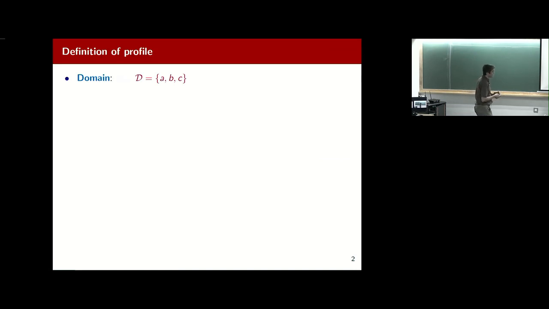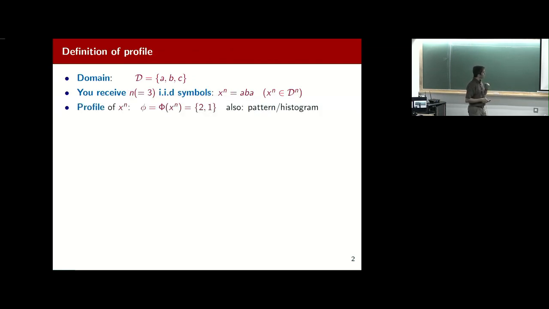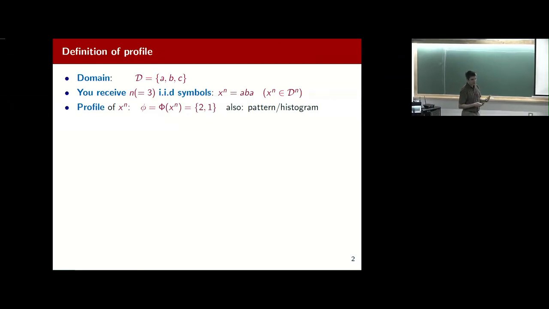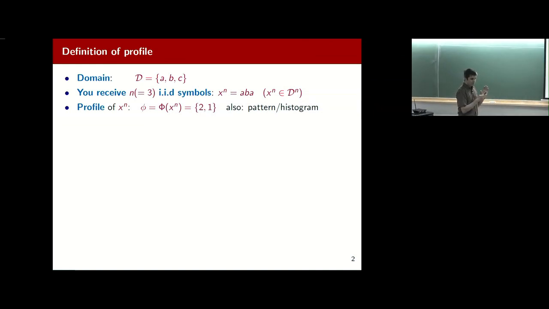Okay, so let's say we have a domain of 3 elements, and let's say we get 3 IID samples. So my string of samples is A, B, A. Now, I'll say that the profile of this set of samples is just a multiset of frequencies. So in this case, I saw one element once, I saw one element twice. So my multiset has 2, 1. Okay, so the profile is 2, 1. All right?